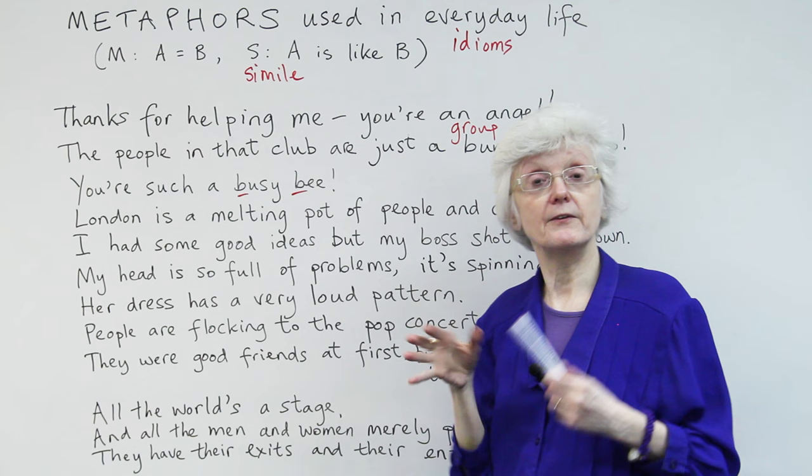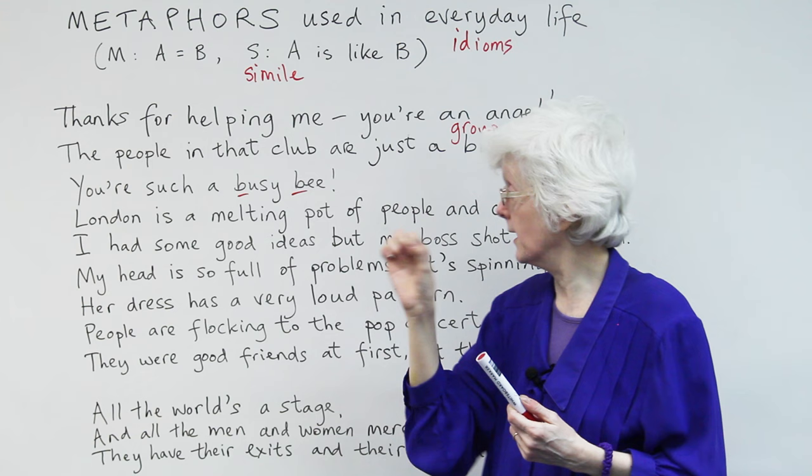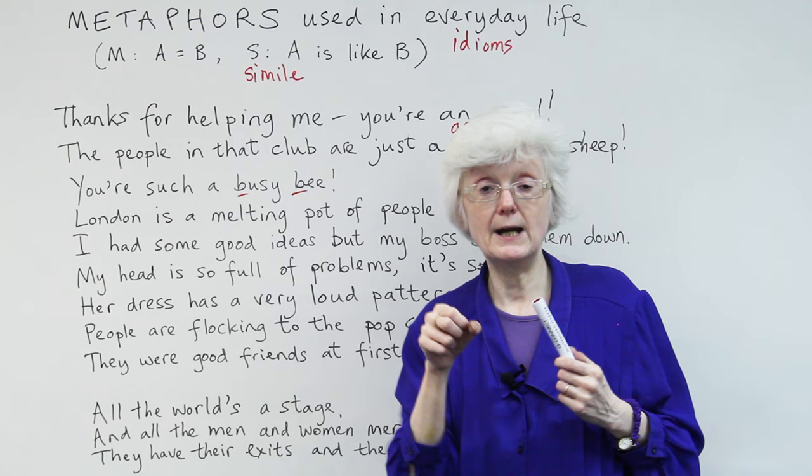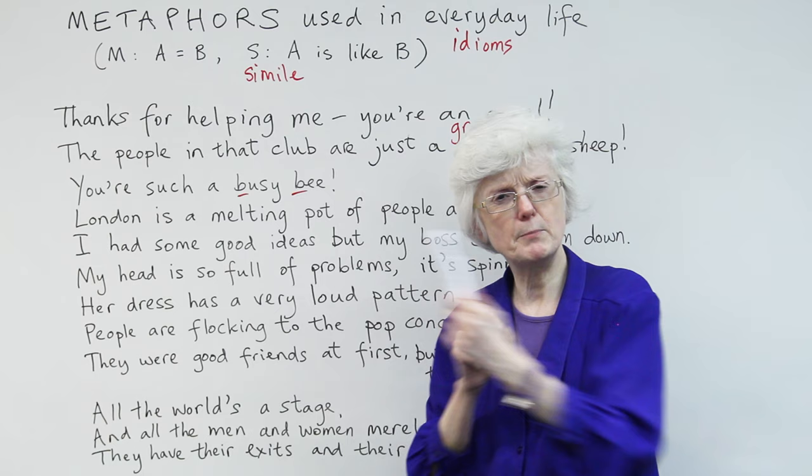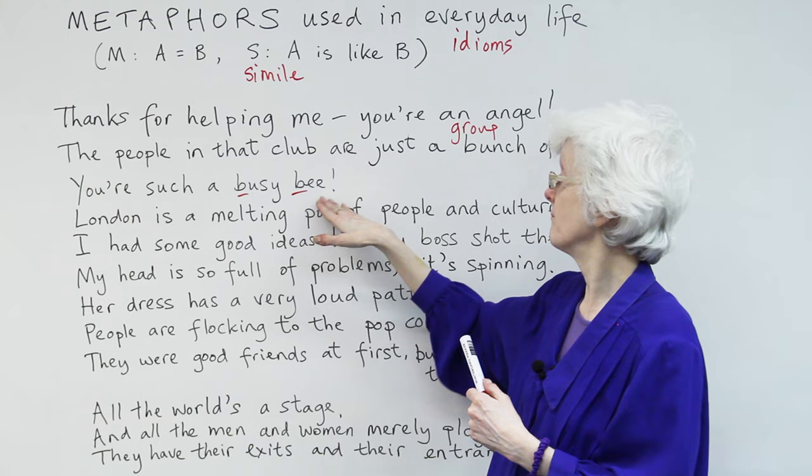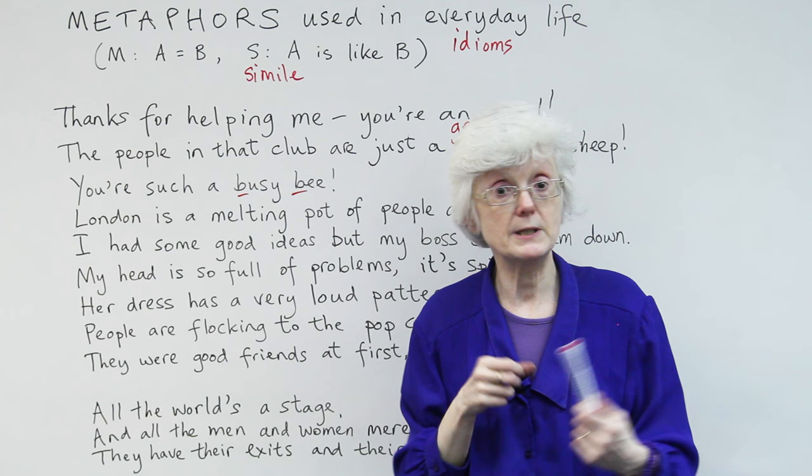The thing about bees is the bees that buzz around, they're always busy. They're collecting pollen from flowers and going back to the hive and they're making honey. So they seem to be busy all the time. So to call a person a busy bee is that they are also running around and doing things and being very busy and working a lot and never stopping. Okay.